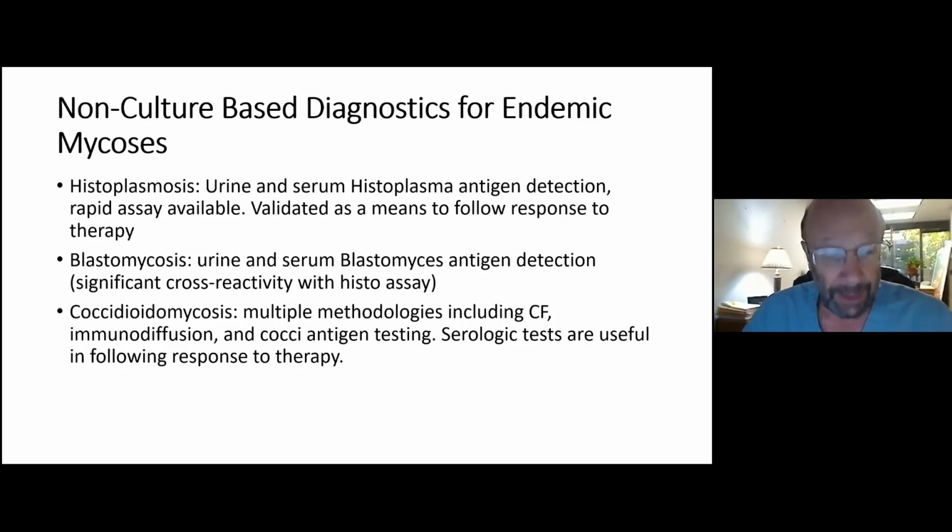There are new methodologies for coccidioidomycosis diagnosis. The complement fixation and immunodiffusion are older tests. There is new cocci antigen testing from the urine that's really quite good and a very good way to rapidly diagnose and to follow patients on therapy. So not a lot to report with the endemics except for the newly available cocci antigen testing.